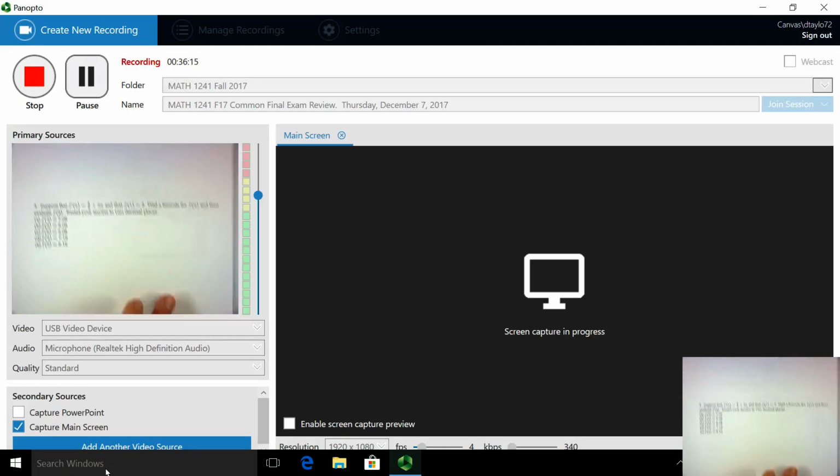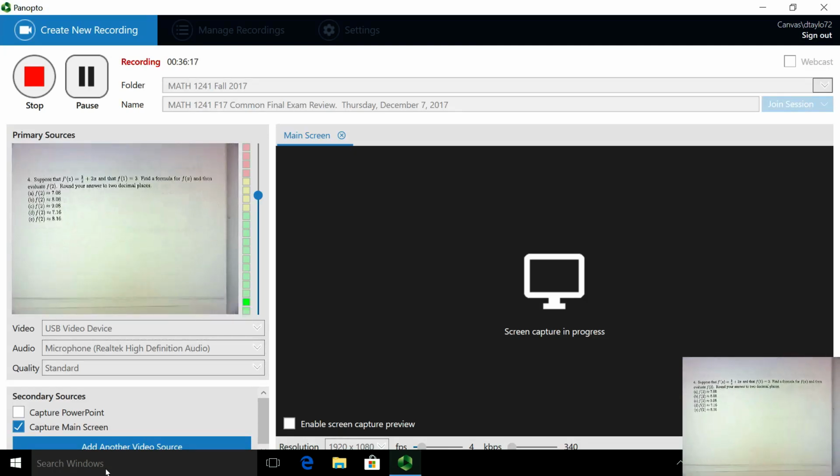All right, problem number 4. Suppose that f prime of x is equal to 3 over x plus 2x, and that f of 1 is equal to 3. We would like to find a formula for f of x and then evaluate at 2. All right, so we're being provided with f prime, and we are looking to find the function f. So that means we need to find the antiderivative, or the integral here. So I'm going to start by finding f of x.